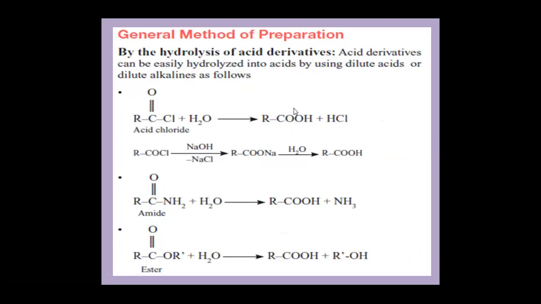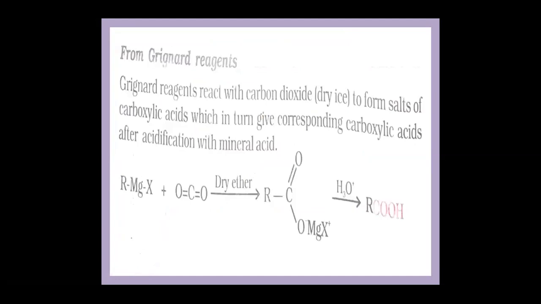General methods of preparation. First one, that is by the hydrolysis of acid derivatives. Acid derivatives can be easily hydrolyzed into acids by using dilute acids or dilute alkalis as follows. Acid chlorides, amides, and esters on hydrolysis can give carboxylic acids. From Grignard reagent: Grignard reagent reacts with carbon dioxide, which is commonly known as dry ice, to form salts of carboxylic acid, followed by acidification to give carboxylic acid.